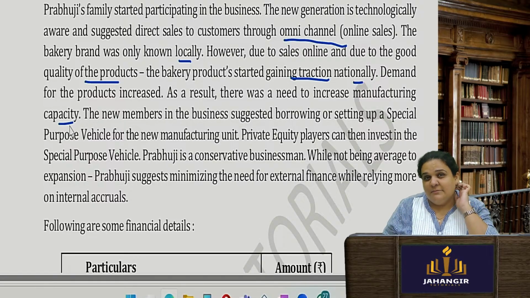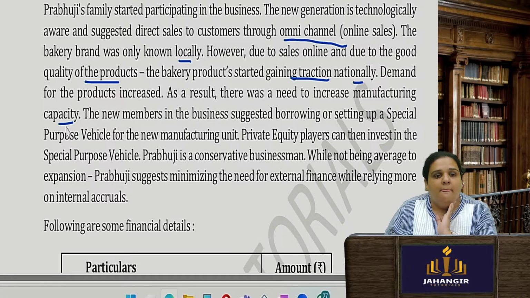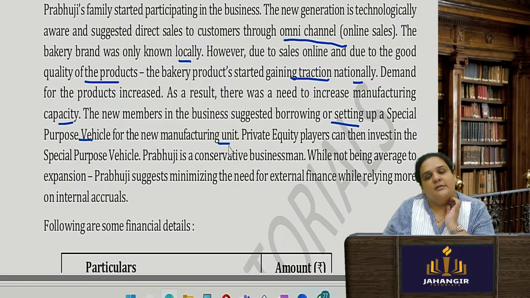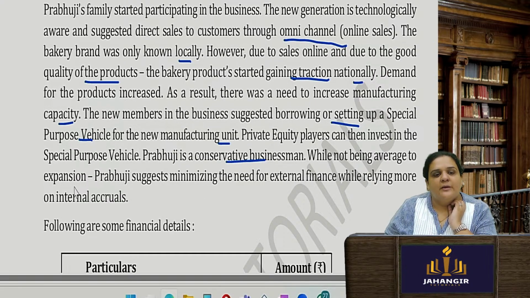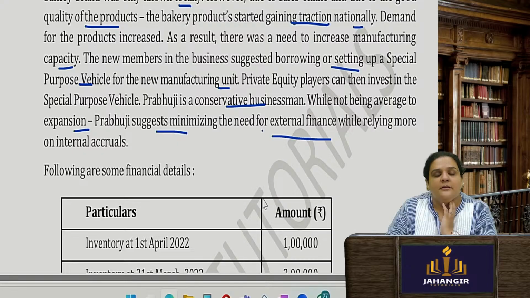See, something similar to what we did with that Komal and Naina and Garima Ghee business. The new members in the business suggested borrowing or setting up a special purpose vehicle for a new manufacturing unit. Private equity players can then invest into this SPV. Prabhuji is a conservative businessman while not being averse to expansion. Prabhuji suggests minimizing the need for external finance while relying more on internal accruals.